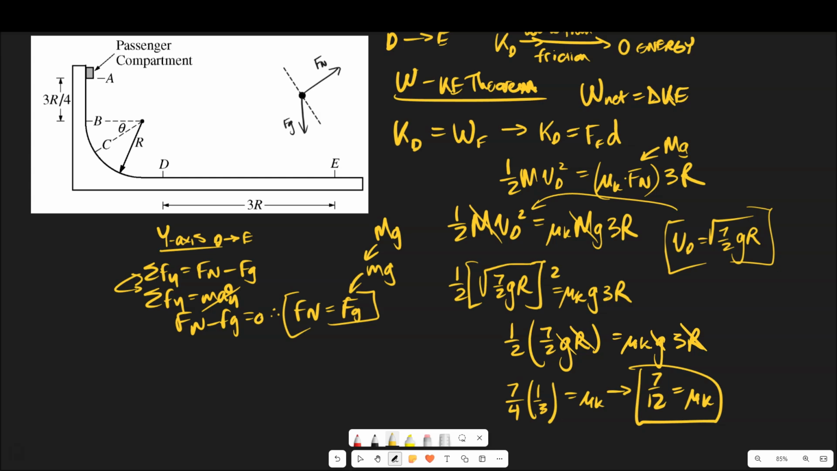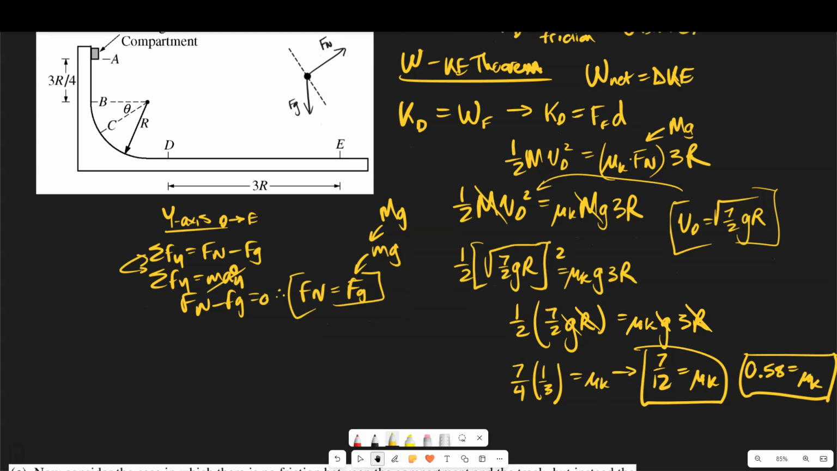That's pretty precise actually, so we could leave it as that, or if you feel more comfortable, we could just call this 0.58 is equal to our mu k. That's how we would approach this problem. Remember, mu k is just a ratio of forces, so it's effectively unitless. Okay, let's move on. There are harder parts to this.